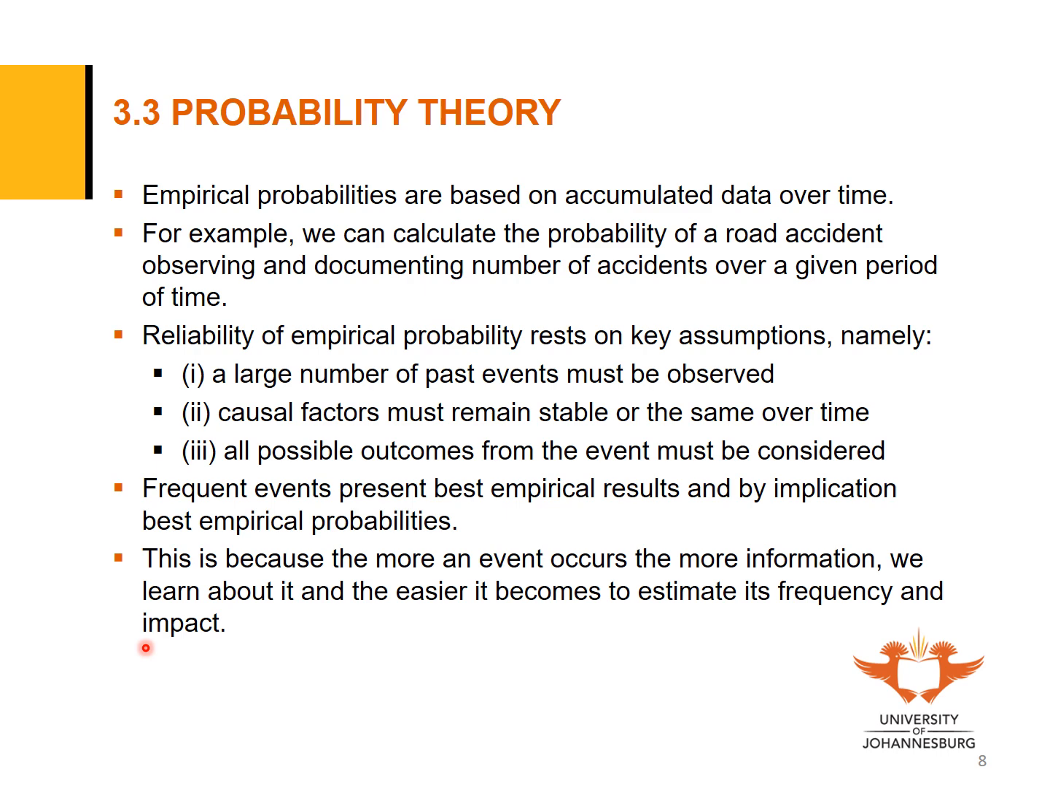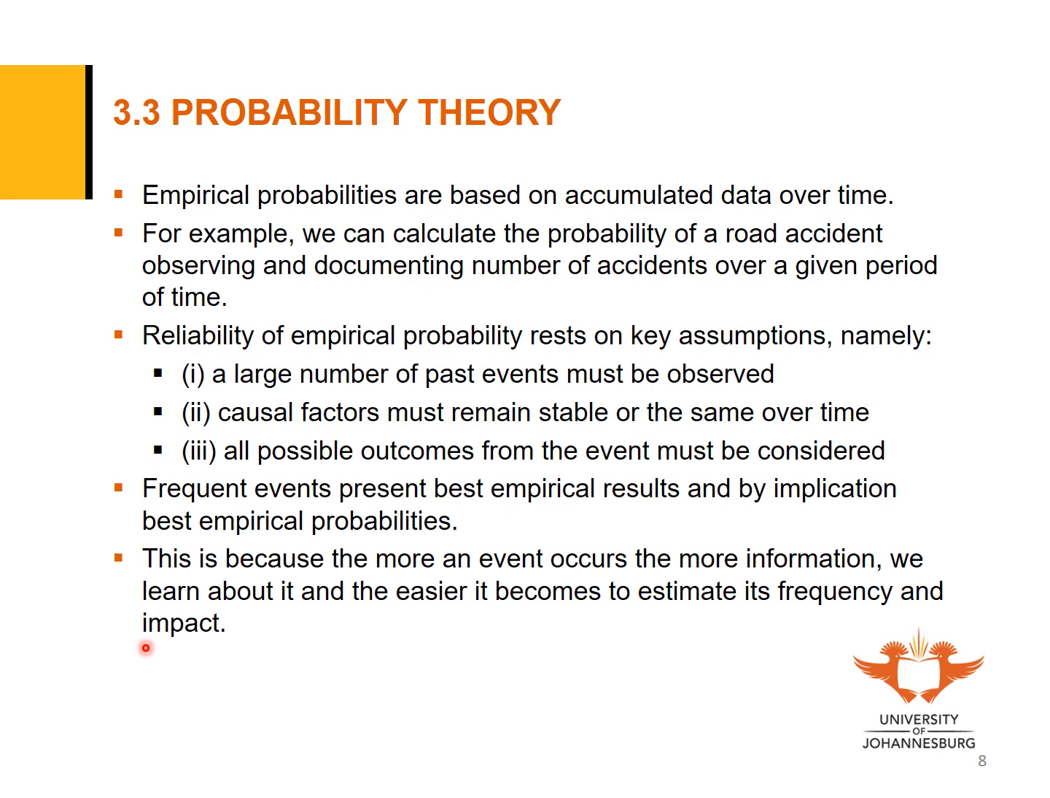Okay, so still on probability theory, empirical probabilities are based on accumulated data over time. Remember, we spoke about an experiment being conducted for 100 times and then data being accumulated over time. For example, the number of accidents that took place in a particular spot over a period of 10 years. So we accumulated data over time.